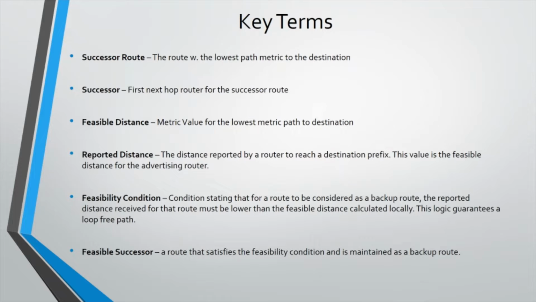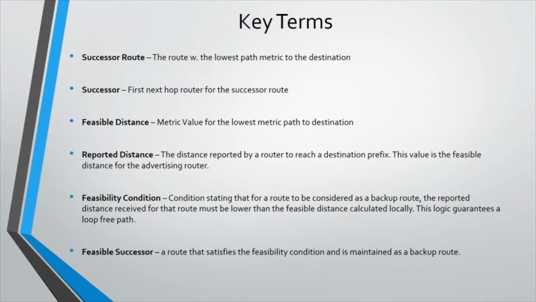Moving on to the feasibility condition. Condition stating that for a route to be considered as a backup route, the reported distance received for that route must be lower than the feasible distance calculated locally. This logic guarantees a loop-free path. This is probably the hardest one to wrap your mind around. When we get into the next slide and you pull these definitions up to go along with it, it'll all make a lot more sense.